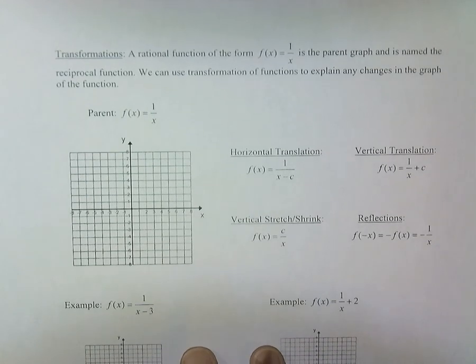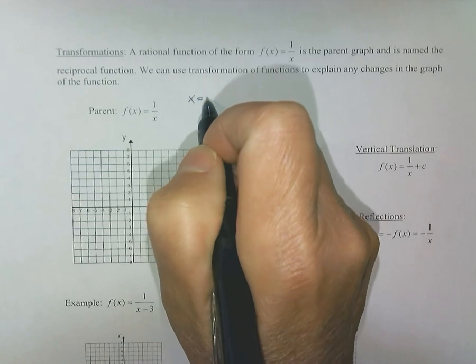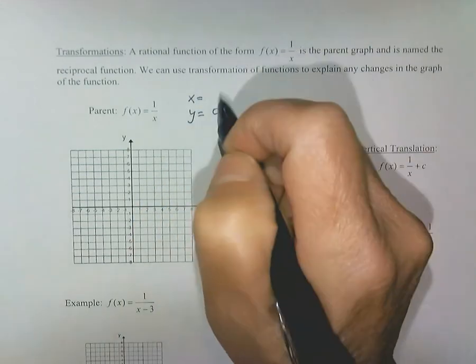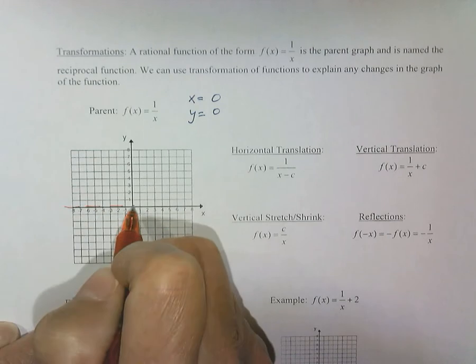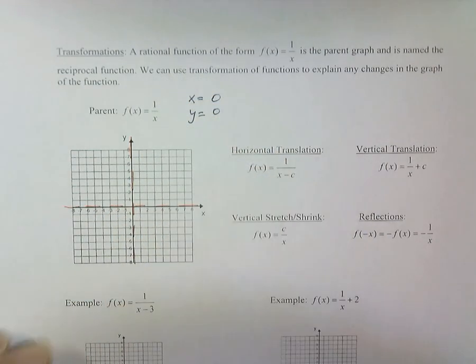So if I had 1 over x, I would look at this and say, okay, my horizontal asymptote is going to be y equals 0. My vertical asymptote is going to be x equals 0. So grab a different color pen. You can't see it very well because it's going to be right on the x-axis and right on the y-axis.